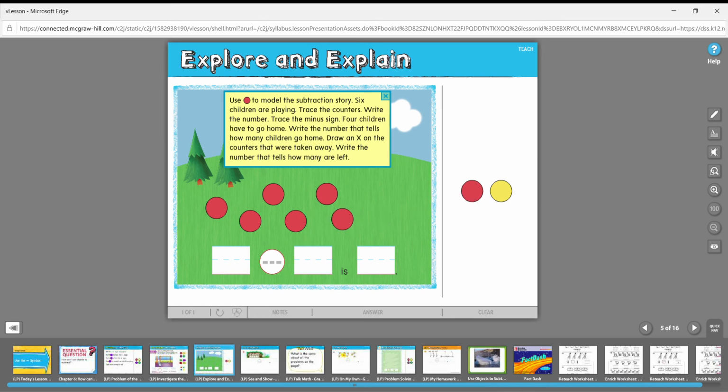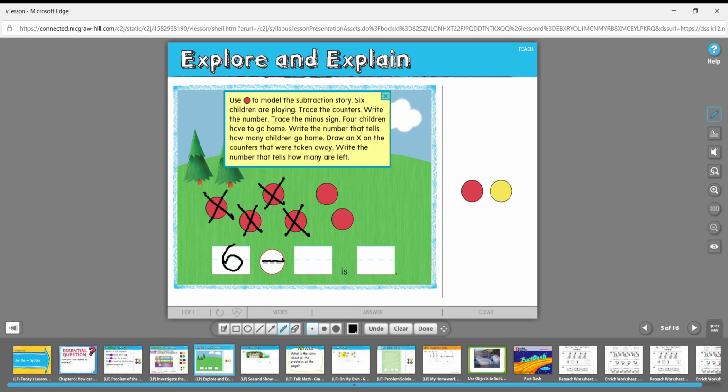Okay. Now, I'm going to write the number 6 right here because there's 6 children. And I'm going to trace over the minus sign. That's what you'll do too. Okay. Now, 4 children have to go home. All right. Draw an X on the counters that were taken away. Okay. 1, 2, 3, 4.